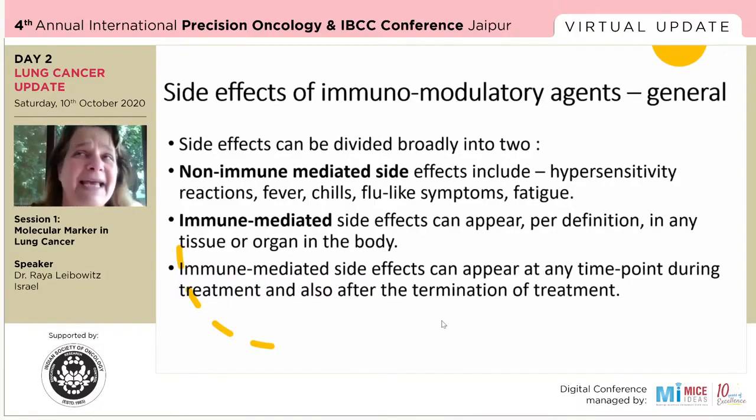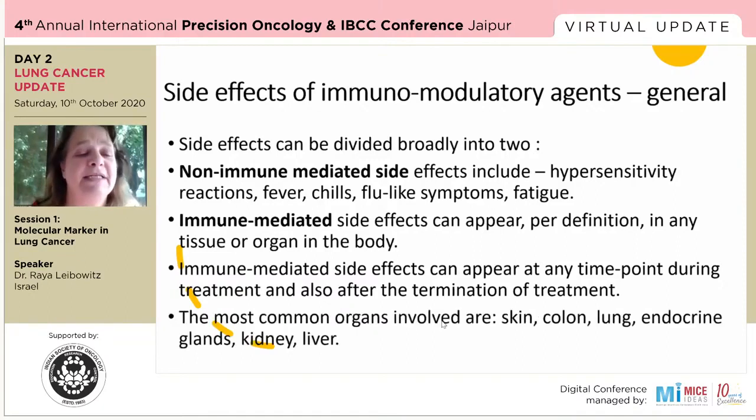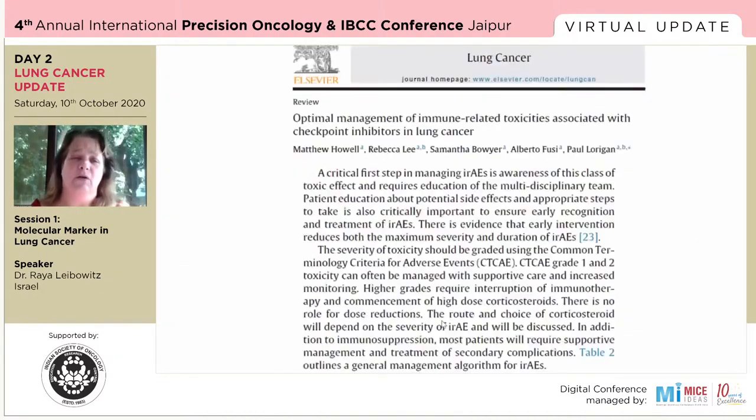I'm just now managing a patient of mine who has finished his anti-PD1 treatment for his head and neck cancer back in April, but then only now developed this hypothyroidism, which I actually missed at the beginning because I thought his fatigue was cancer related rather than to realize that he actually developed hypothyroidism 4 months and more after terminating his immune oncology treatment. Now, of course, the most common organs involved: the skin, the colon, the lung, the endocrine glands, the kidney, and the liver, but we've seen it throughout all organs and systems of the body.